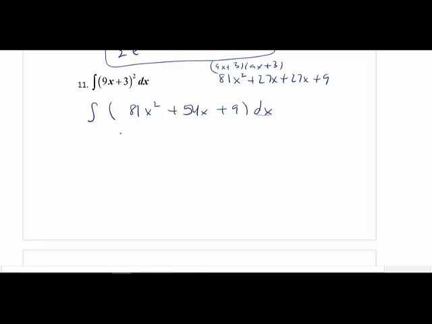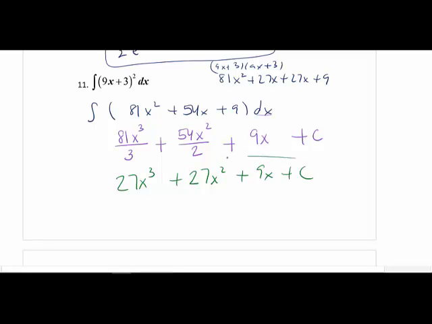So I'm going to do each piece separately using the power rule. Add 1 to the exponent, divide by the new exponent. Add 1 to the exponent, divide by the new exponent. Remember to always add the c at the end. So now we simplify. 27x cubed plus 27x squared plus 9x plus c. Remember, you can always check this super quick by taking the derivative of what I just circled in green, and make sure that you get what you started off with.